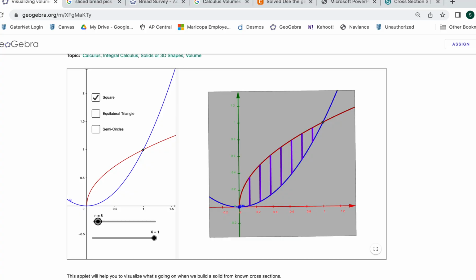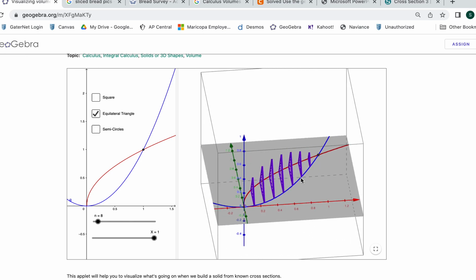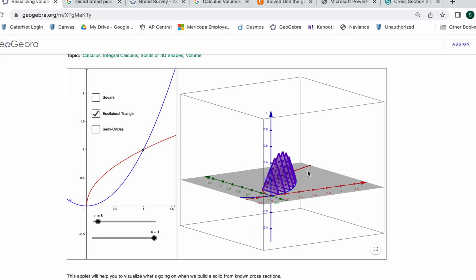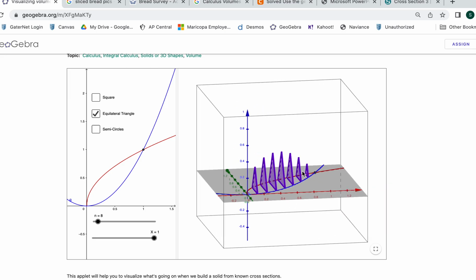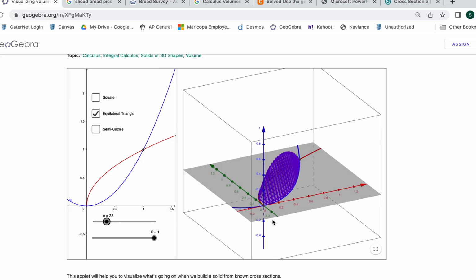Let's take a minute to go to the Geogebra and see what that looks like. I'm going to deselect square and select equilateral triangle. And I'm going to go ahead and show you what the 3D drawing looks like. See, these are triangles now, no longer squares. And if I increase the number, you can get a better sense of the volume.